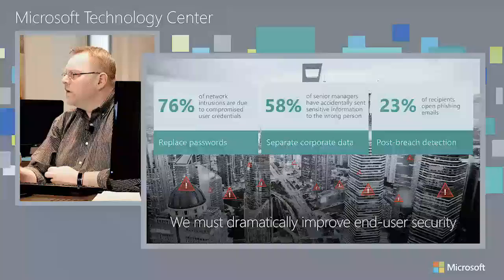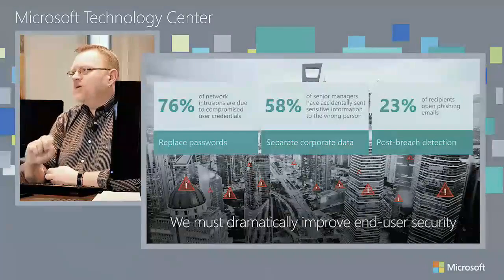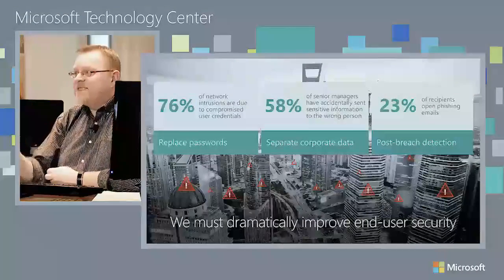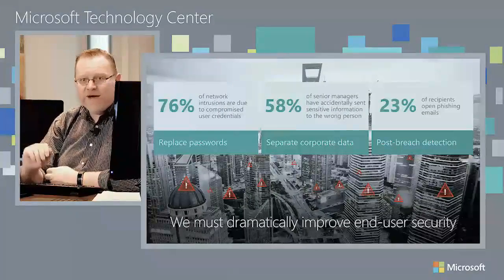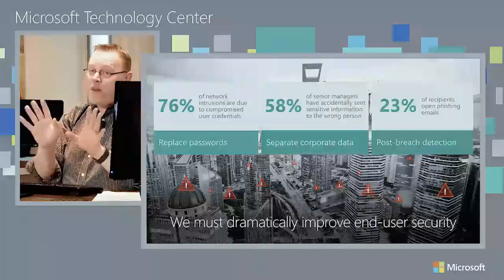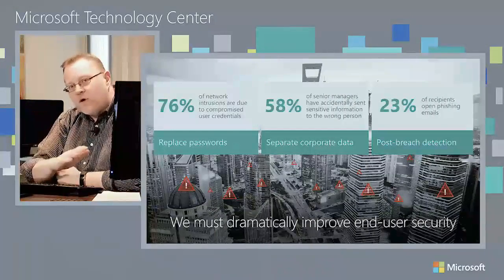76% of incidents come through these password incidents. So we want to replace the password, something that we're focusing very heavily on. But we also know that folks don't always follow the right rules. They accidentally send sensitive information to folks who shouldn't have it. We've all had that email mistake where you hit reply all when you really didn't mean to. So how do we separate out the corporate data?